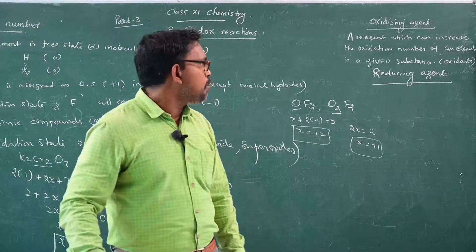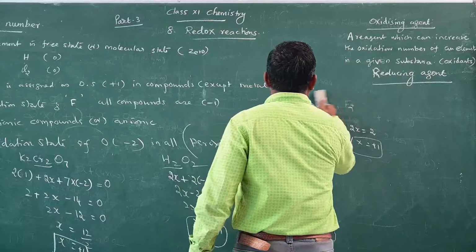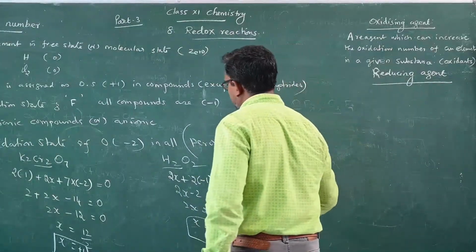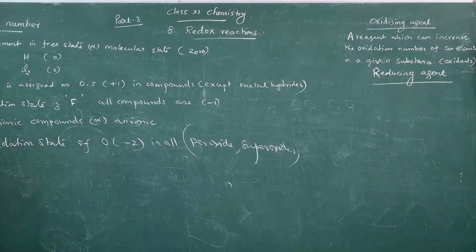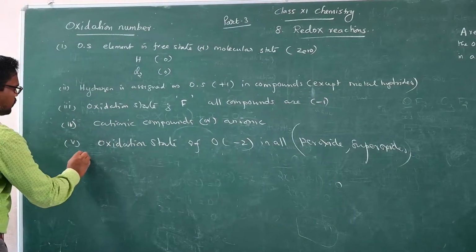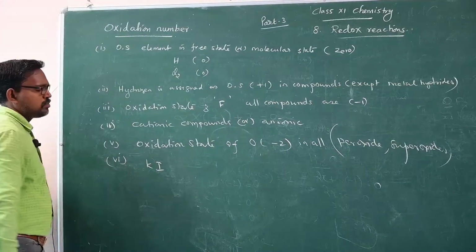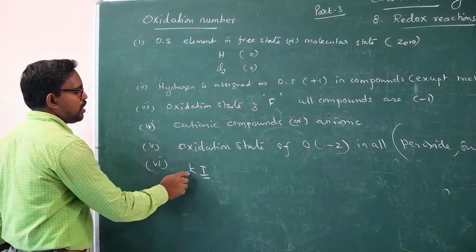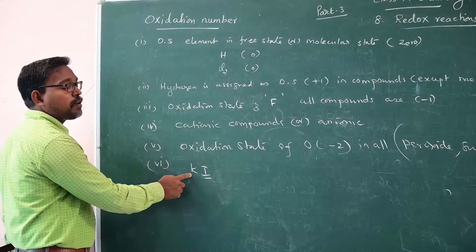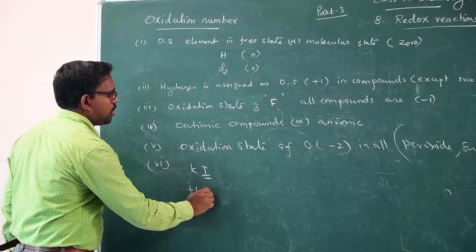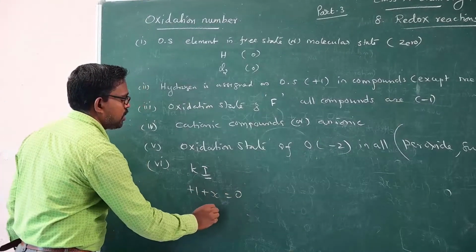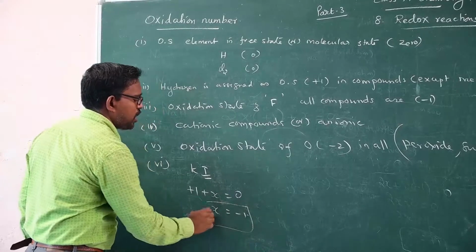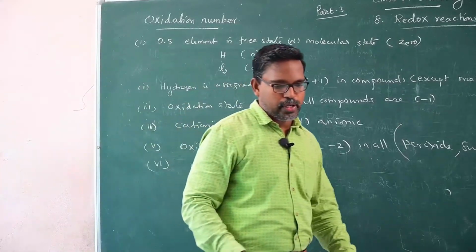So, binary compounds, the oxidation state of binary compounds. For example, potassium iodide is a compound. You assign the oxidation state of iodine. We know the oxidation state of potassium is plus 1, plus X is equal to 0. X is equal to minus 1. Iodine has the oxidation state minus 1.